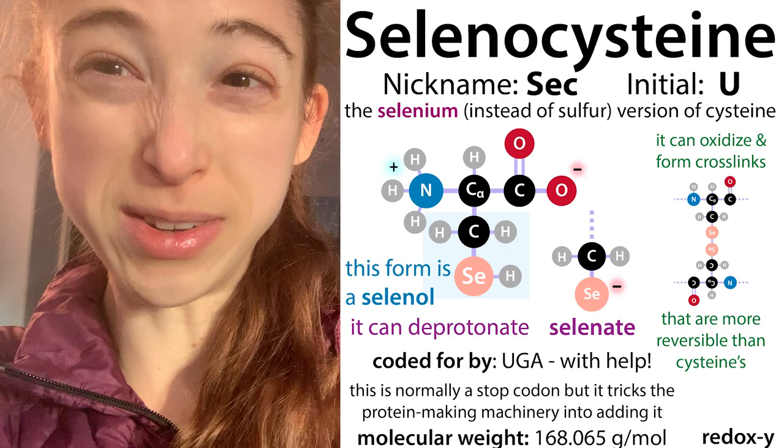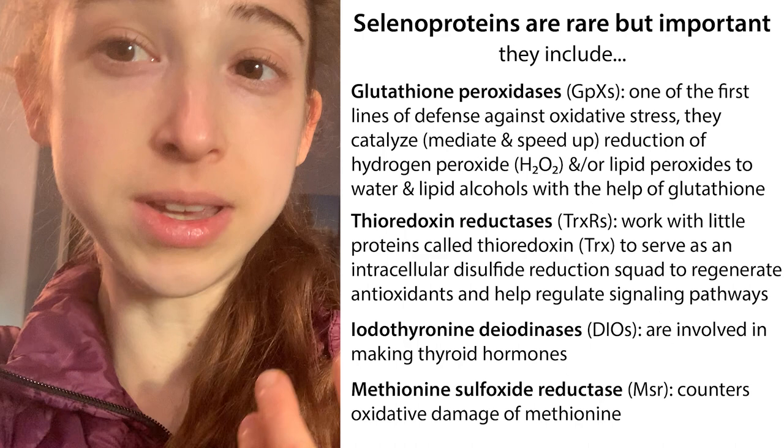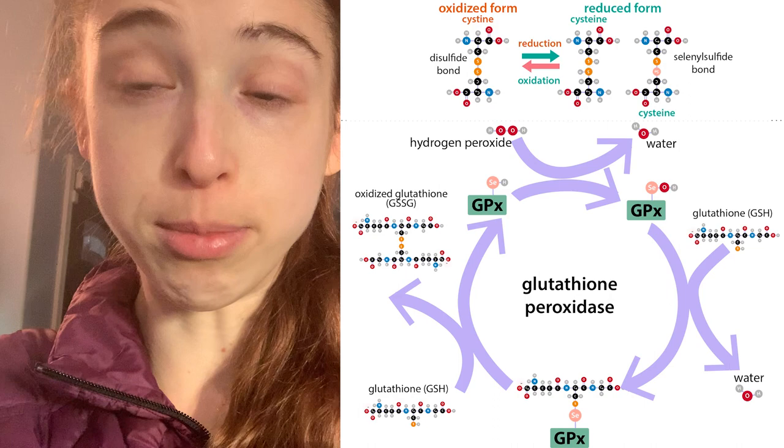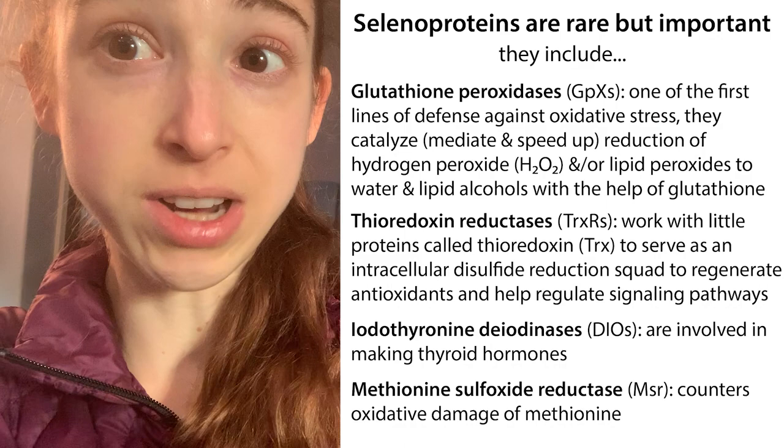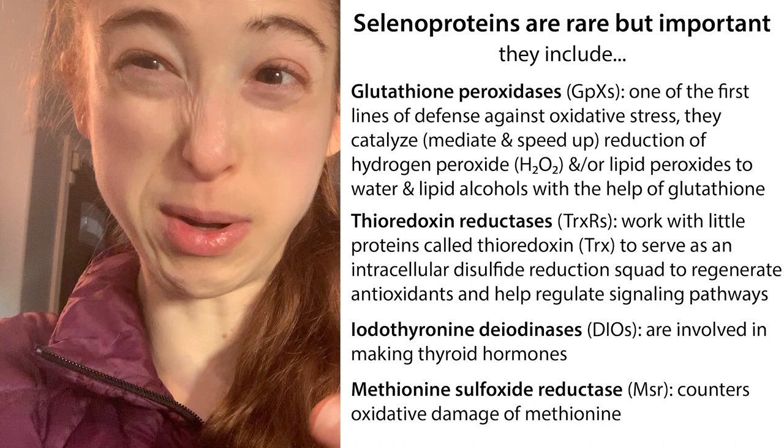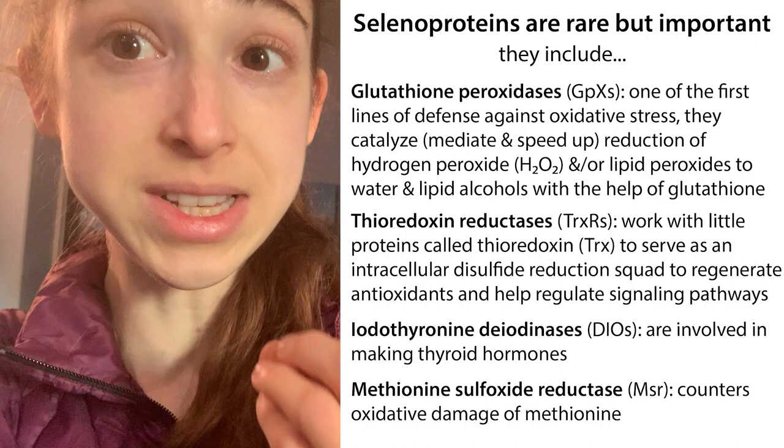There's only like 20 or so proteins in our body that use it, but these proteins are really, really important. They're doing important roles in serving as antioxidants, so preventing things like hydrogen peroxide from causing damage. So we have glutathione peroxidase that actually relies on the selenium in selenocysteine. And then we have thioredoxin reductase, which is going to help reverse unwanted crosslinks between proteins. And so these important proteins are able to serve these roles because they have selenocysteine.